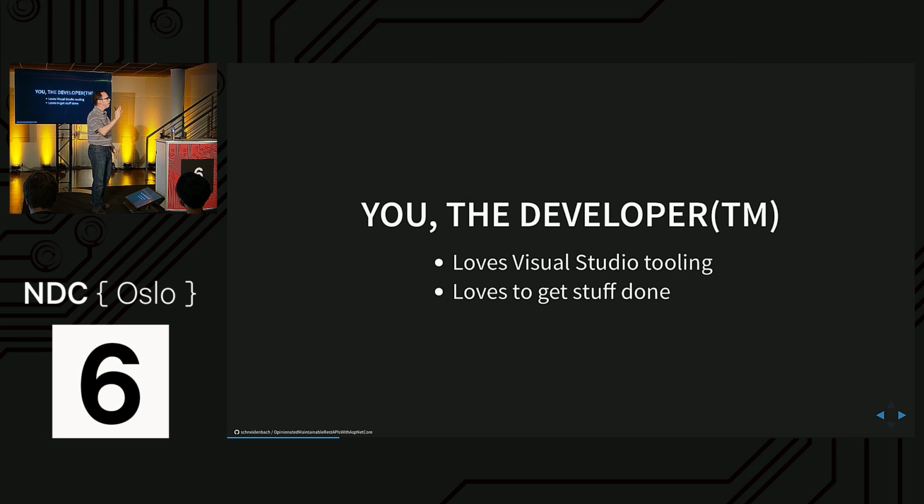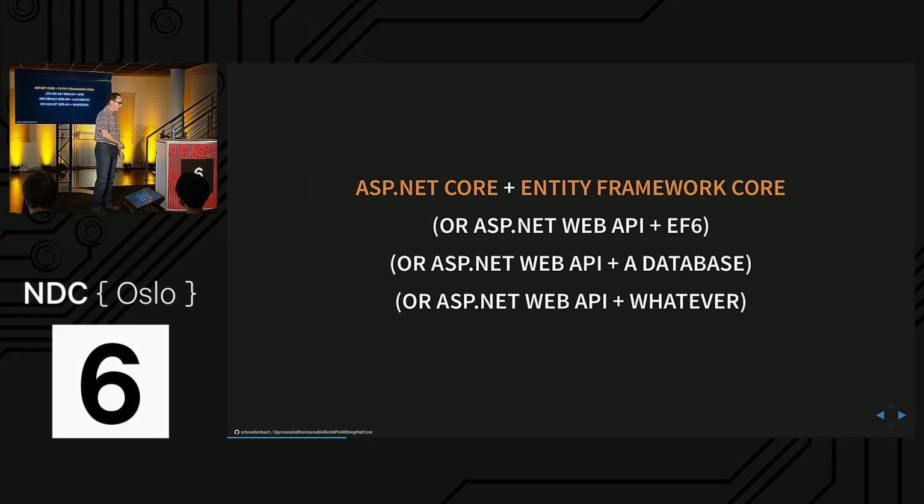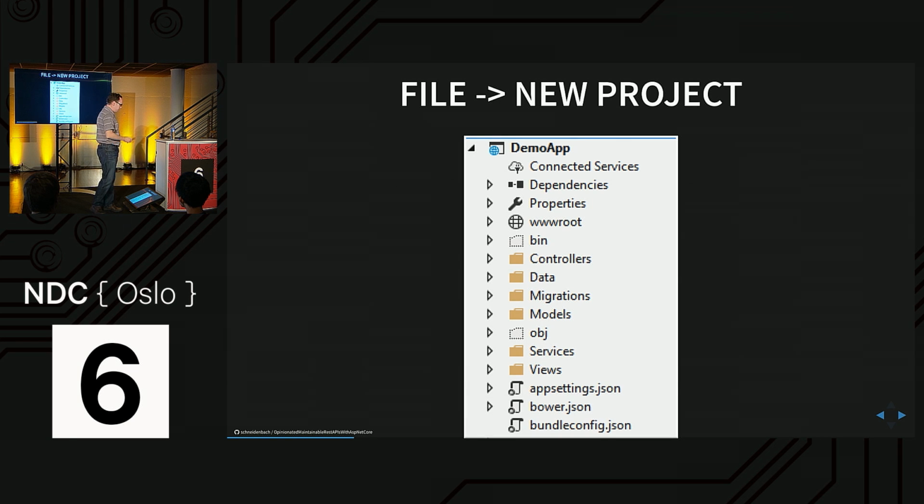And you're the developer, you love Visual Studio, and you love Visual Studio's tooling, and you love to get stuff done. So what do you do? You go to File, New Project, and you choose ASP.NET Core, and then maybe you add Entity Framework, right? This is an opinionated talk. I like Entity Framework. You may use something different, and that's okay. You may use Web API plus something complete. You may use NHibernate, and that's okay, right? All of these things. So this is the core of your application, right? You've got something that processes requests, something that talks to a database. You go to File, New Project, and this is kind of what you're looking at.